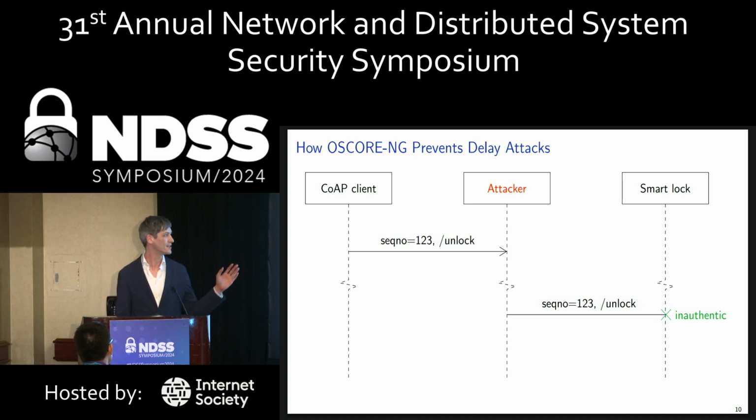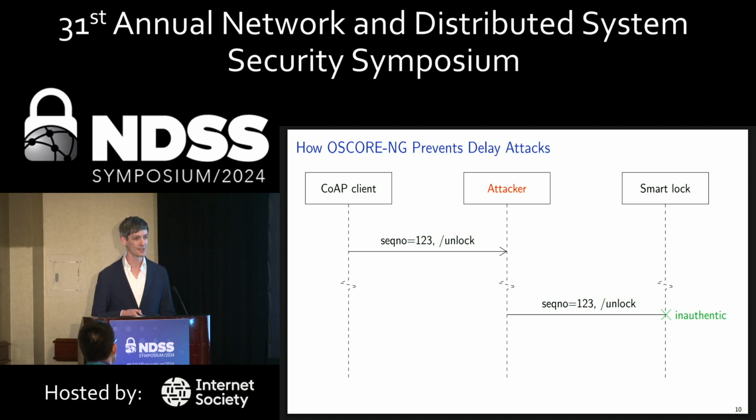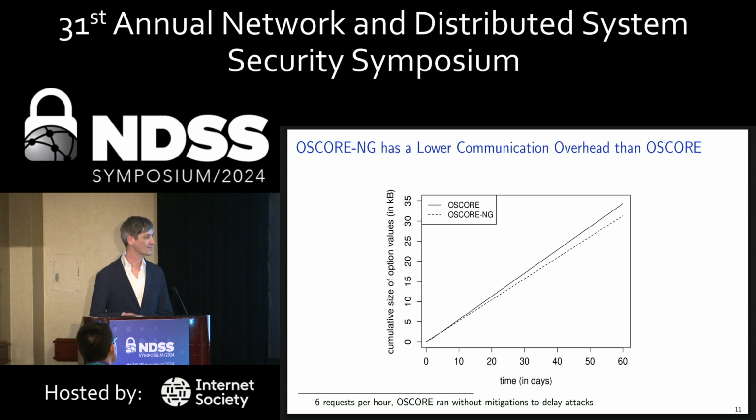So when an attacker, for example, delays this unlock command for 8 seconds in our implementation, then the restoration of the nonce will no longer work, and so the message will look inauthentic to the receiver. And in this manner, we then can prevent or sort out these delayed messages. And the funny thing is that we achieve a lower communication overhead even if we compare to the original counter-based replay protection, which has no defense against delay attacks.